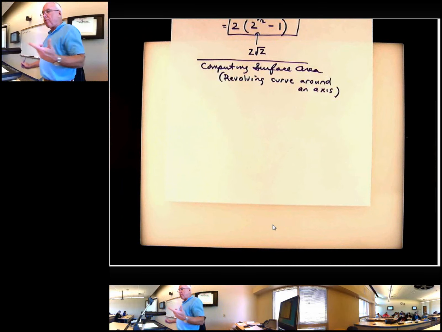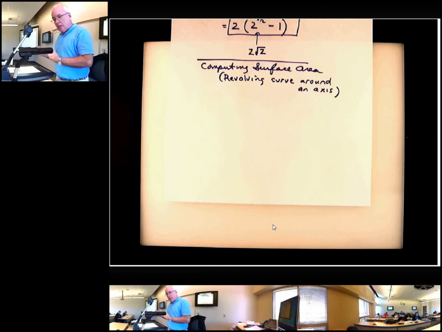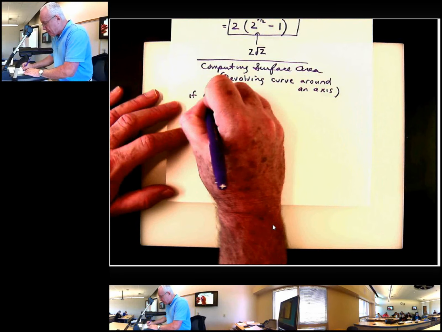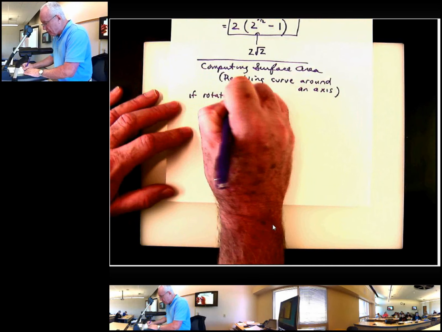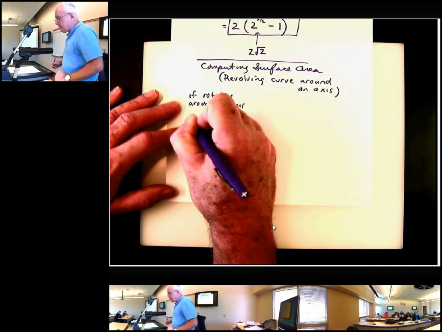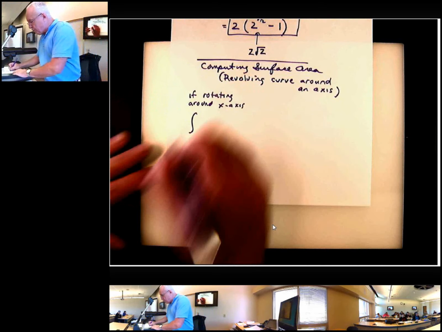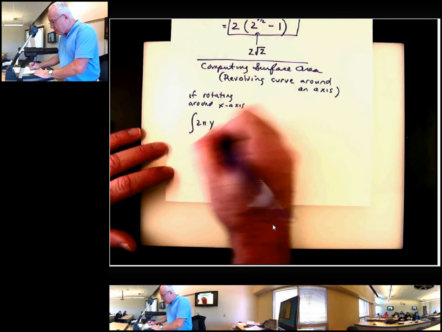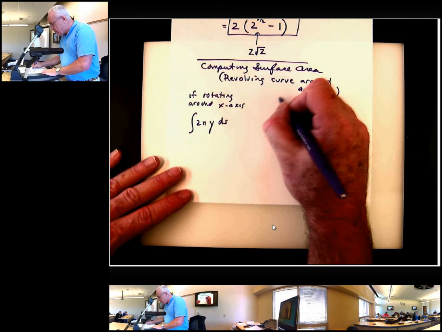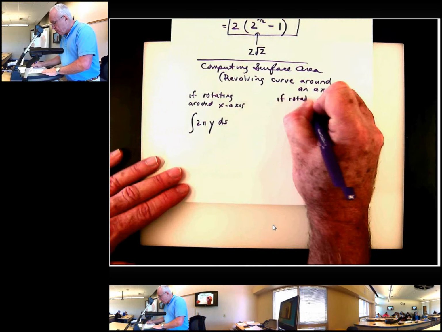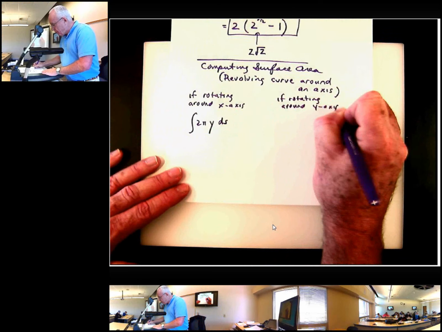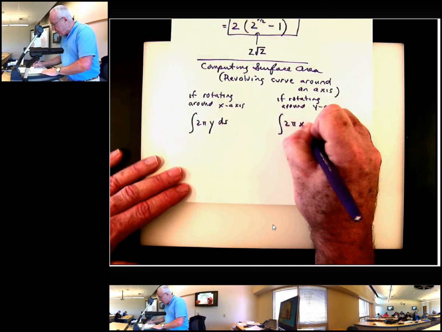And let's recall from that handout the formula here. If we're rotating it about the x-axis, the general formula is the integral of 2 pi y times ds. Now, if we're rotating it about the y-axis, the general formula is 2 pi x ds, like that.